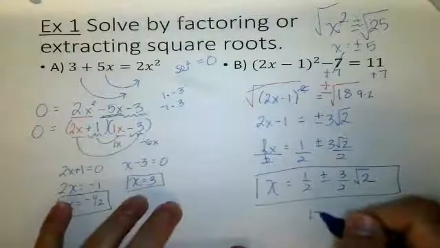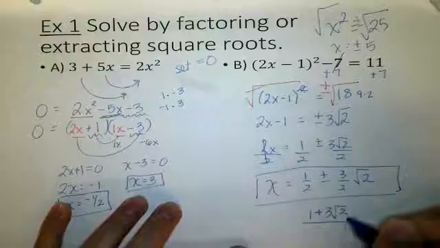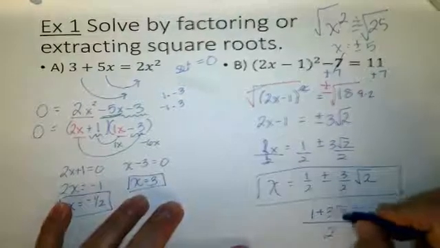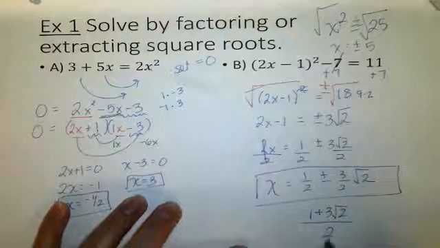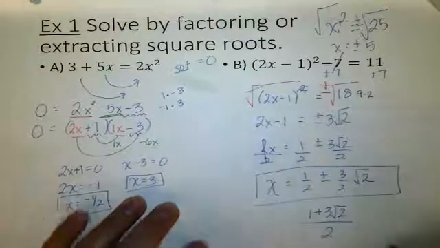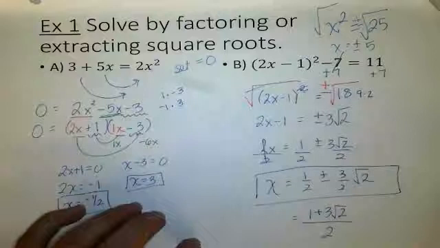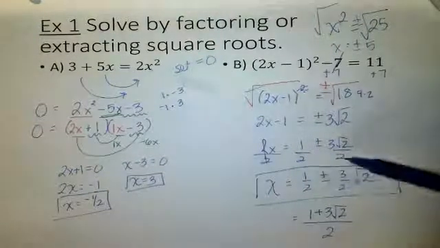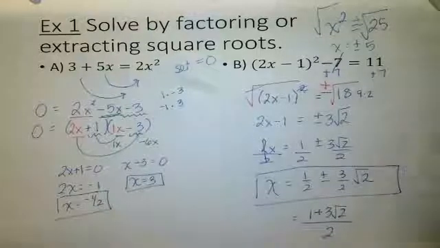Yes. The whole thing, 1 plus 3 radical 2 over 2 is also correct, as long as that division bar goes all the way across. Lots of different ways to write that. The reason that I split it up is always just so it helps me reduce properly.